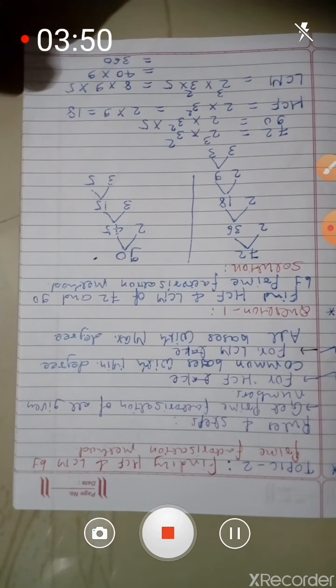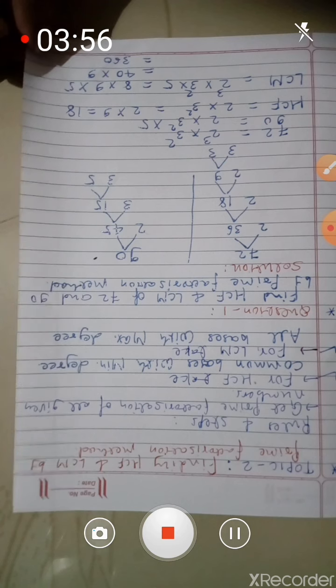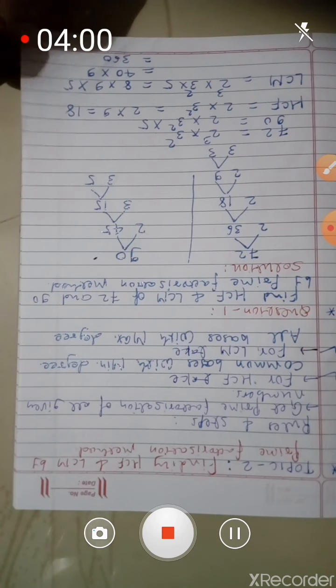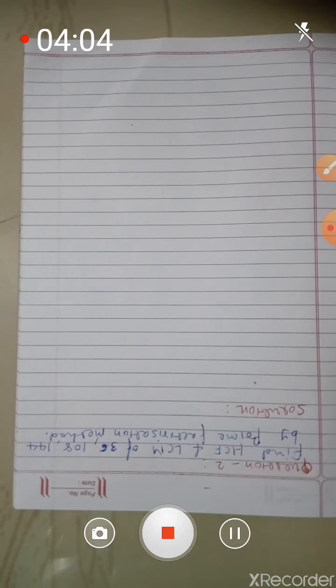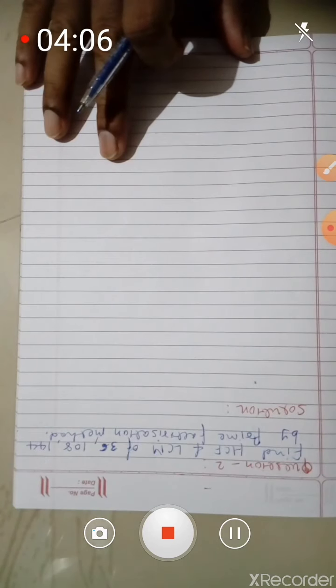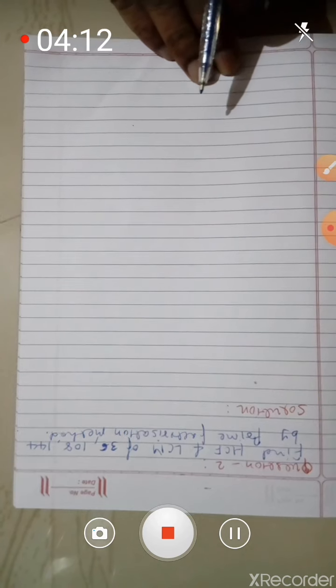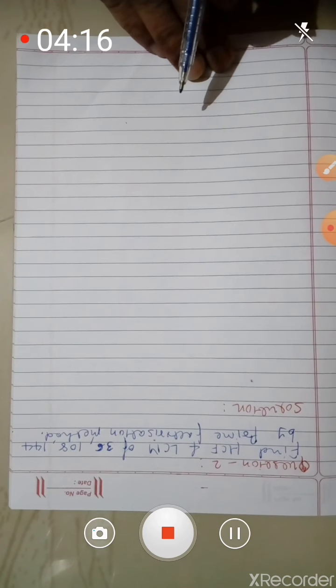Okay, so that is how to find HCF and LCM, and what is the meaning of HCF and LCM. Okay, I hope you understand it well. Now we practice one more sum which has 3 numbers. Find HCF and LCM of 36, 108, 144 by the prime factorization method.